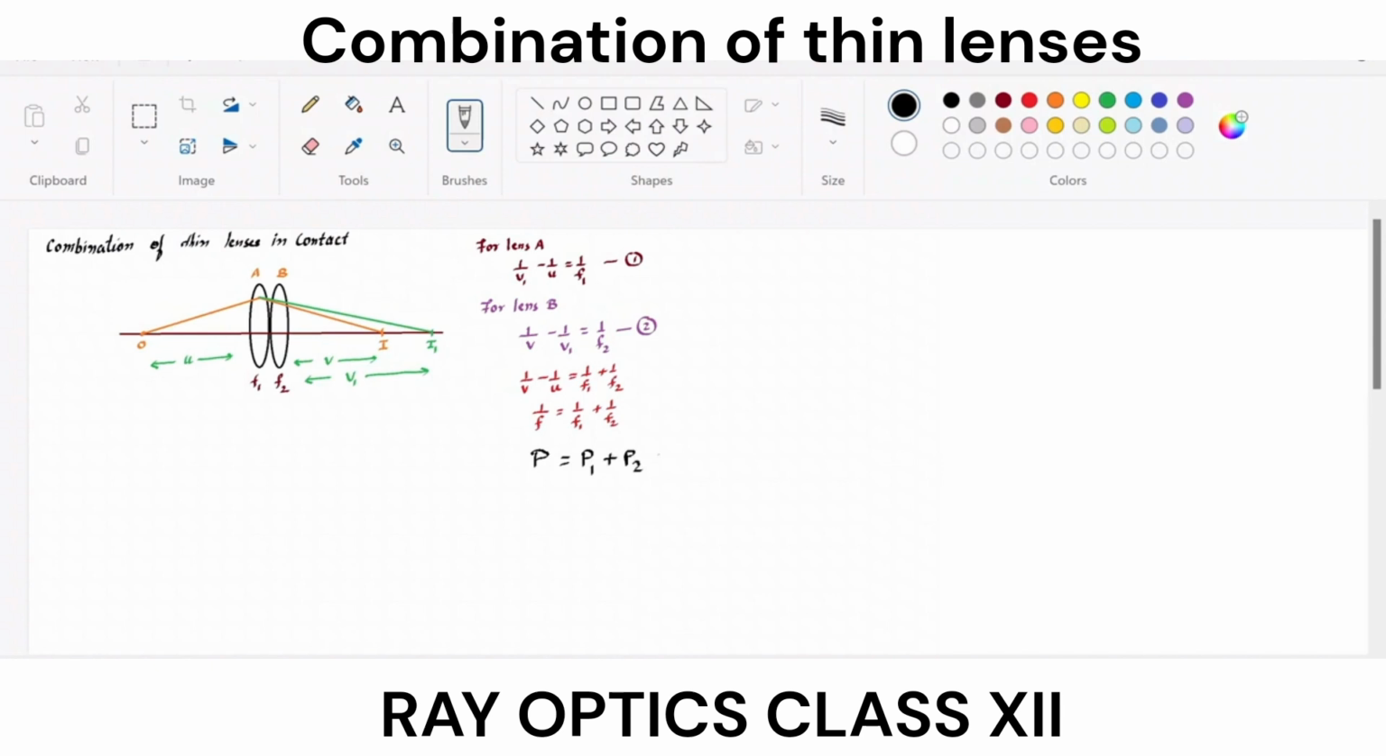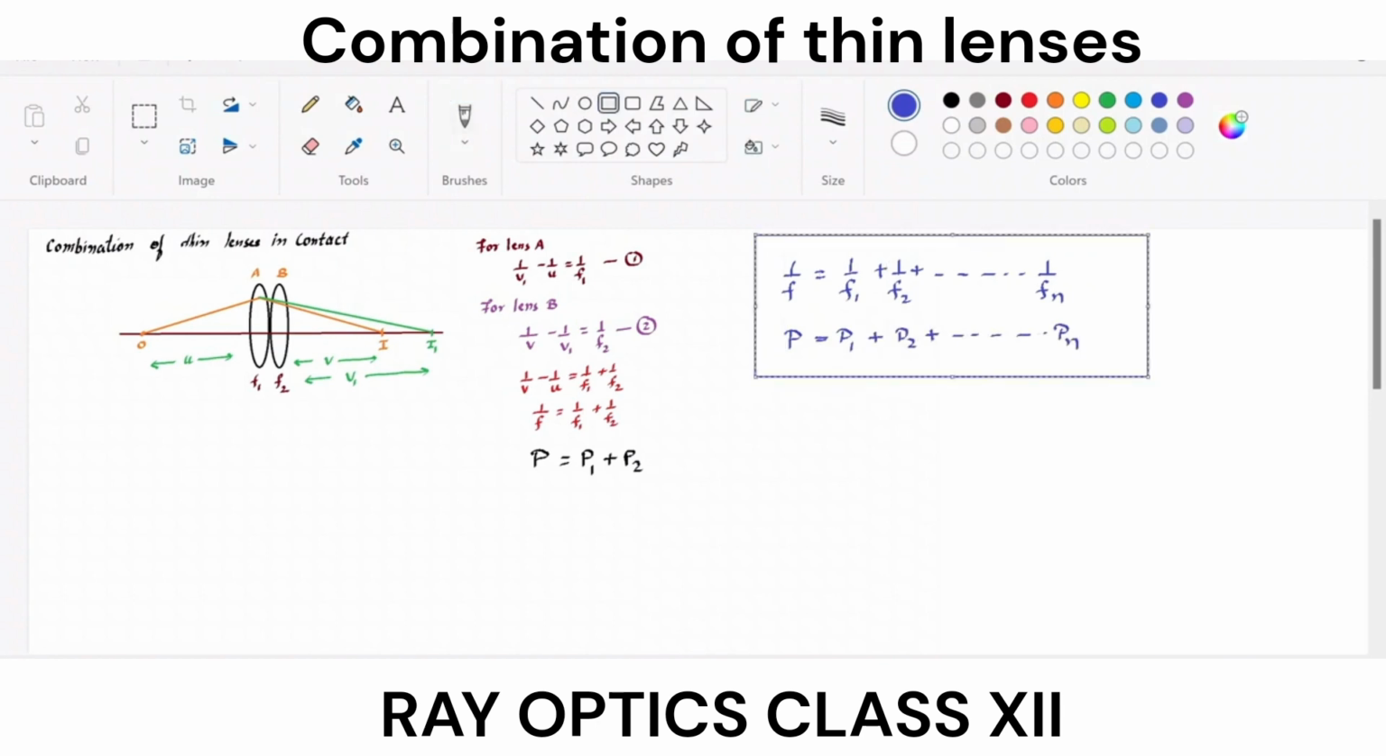Now if there are n thin lenses, n meaning any number of thin lenses, then the combined focal length expression can be written as 1 by F equals 1 by F1 plus 1 by F2 plus ... 1 by Fn. Similarly, the combined power can be written as P1 plus P2 plus ... Pn. These are the two important expressions while solving the numericals.